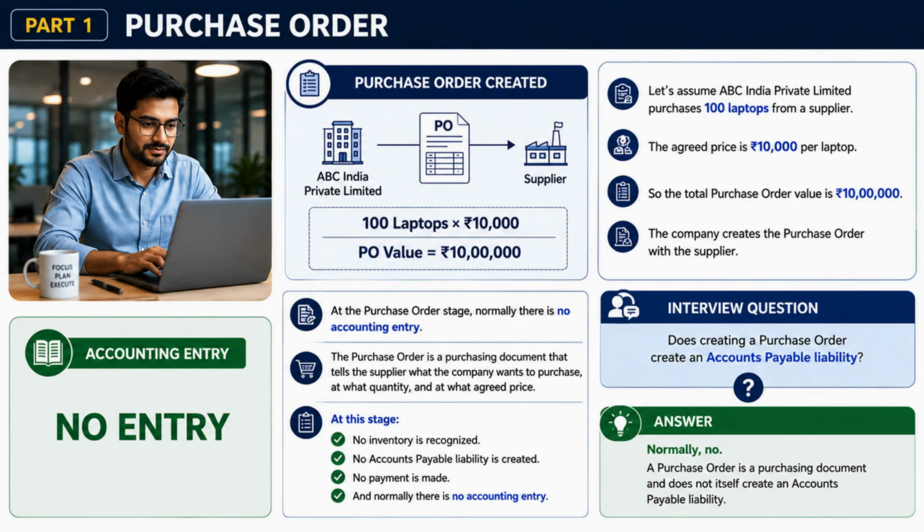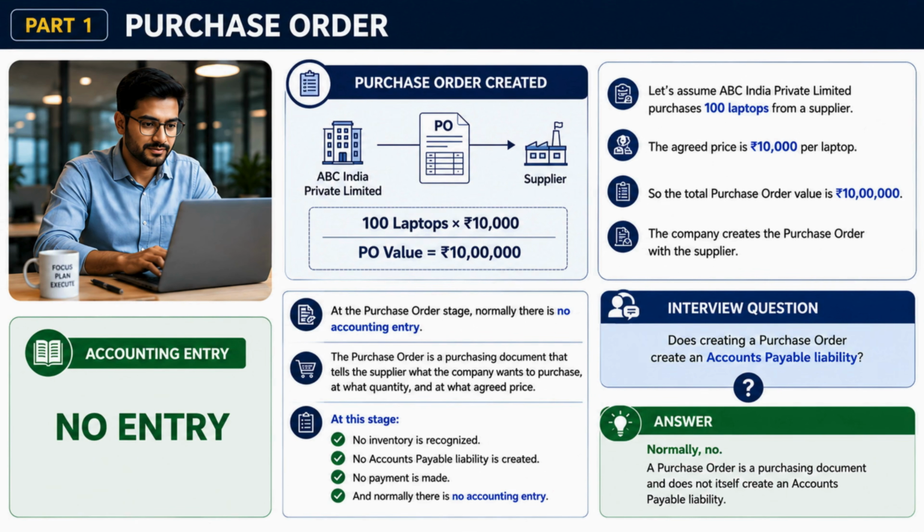Let's assume ABC India Private Limited purchases 100 laptops from a supplier. The agreed price is $10,000 per laptop. So the total purchase order value is 10.0. The company creates the purchase order with the supplier. At the purchase order stage, normally there is no accounting entry.